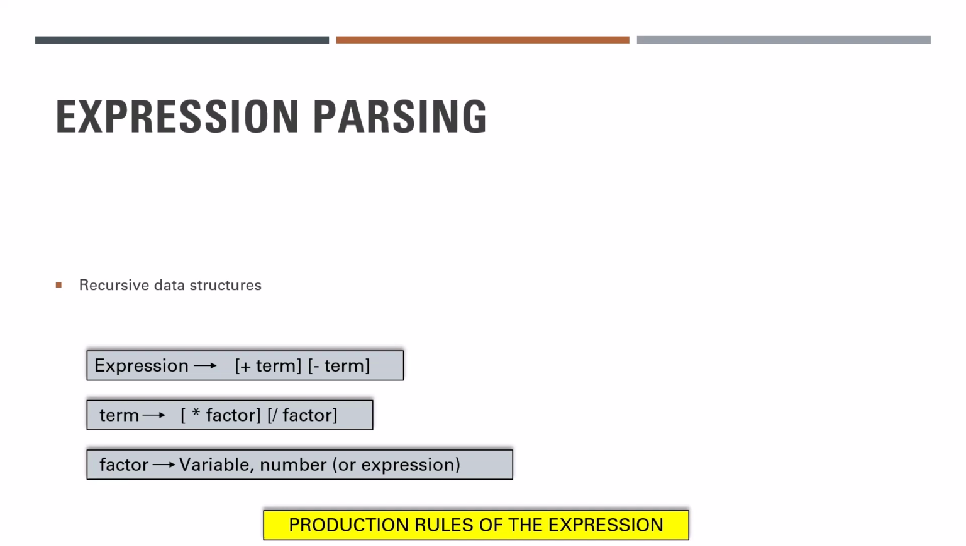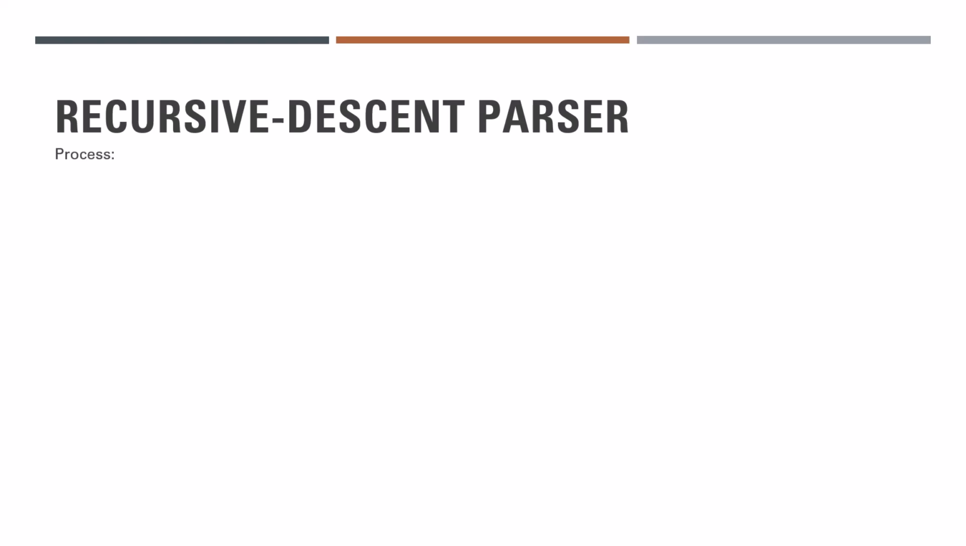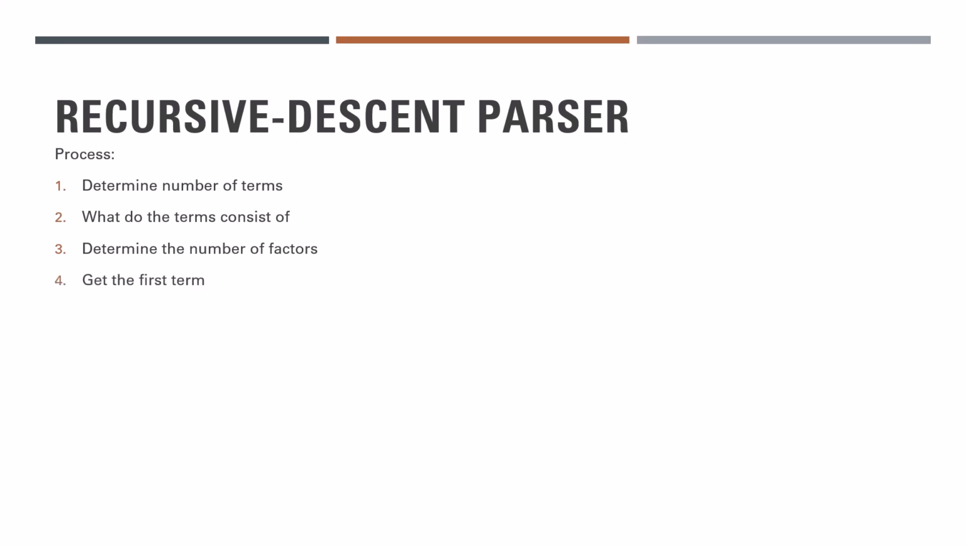So now that we know the rules, let's look at the process itself. We begin with determining the number of terms. We then determine what those terms consist of and the number of factors. Once we know the number of factors in the expression, we get the first term. We recursively analyze the sub-expression if necessary. That would be if the first term, for example, is a parenthesized expression. And this will become clearer when we practice parsing in the next slide.